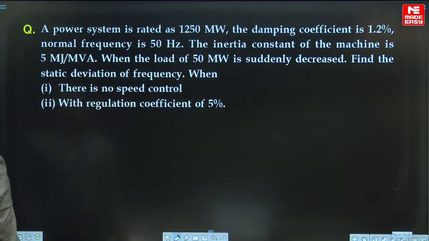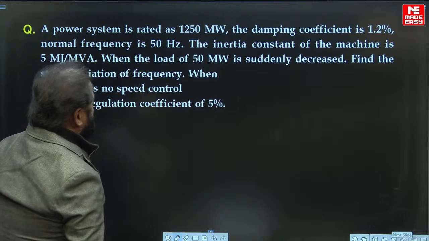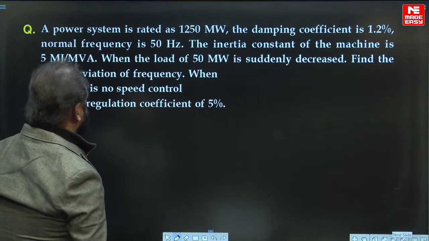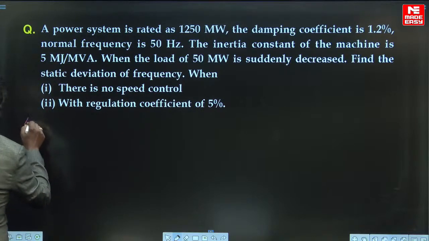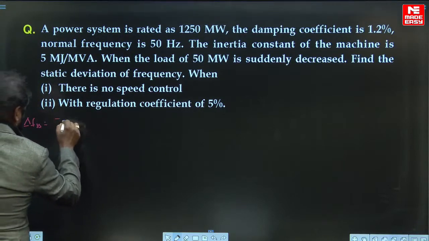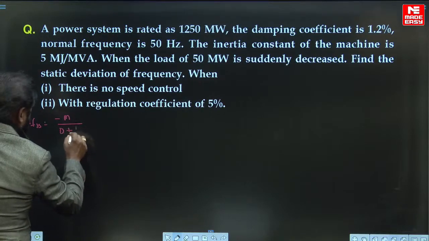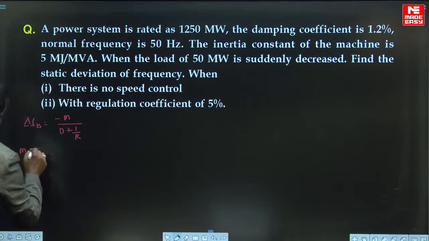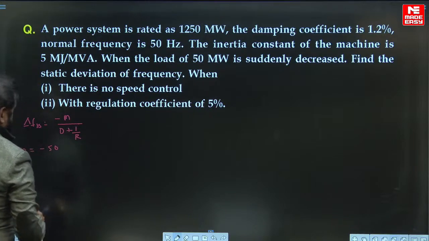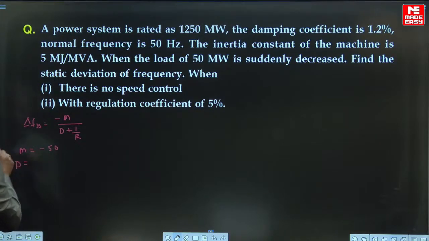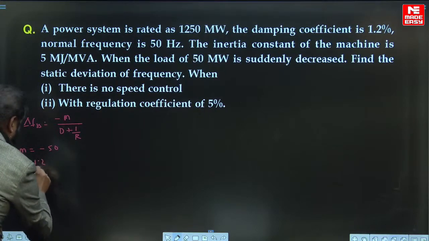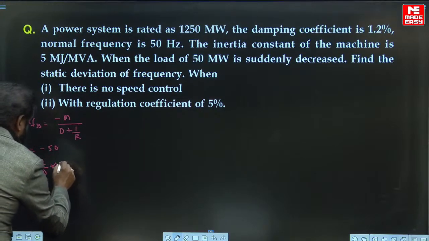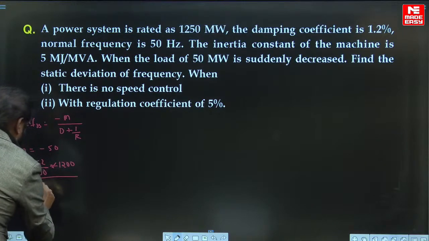Okay, a power system is rated 1200 megawatts. The damping coefficient is 1.2%. The normal frequency is 50 Hz. Suddenly the load decreases; find the static deviation. The formulation for this is delta f ss equals minus M divided by D plus 1 by R. Here M is equal to minus 50, and D is given as 1.2 percent. That means 1.2 divided by 100 into 1200, divided by 1.0 divided by 100 into 50.